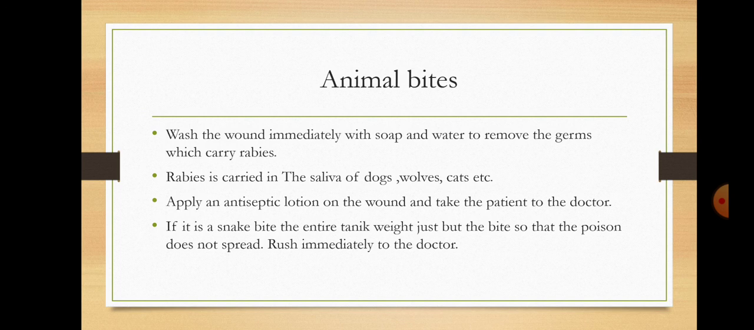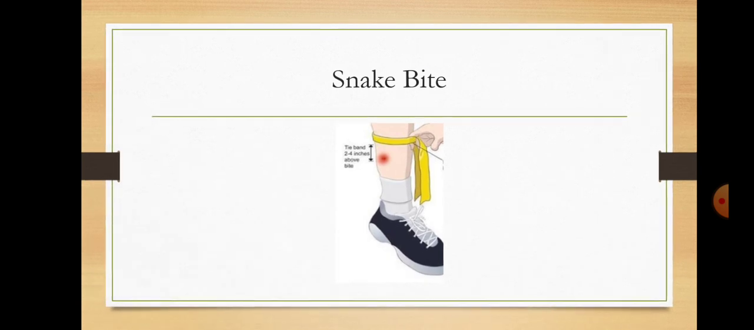Now if it's a snake bite, we need to apply a tourniquet just above the bite so that the poison does not spread to the entire body, and then we have to rush immediately to the doctor. So these are the steps which we need to take during a snake bite. If there is an affected area, a tourniquet is tied just above the bite, and then the victim is taken to the doctor.